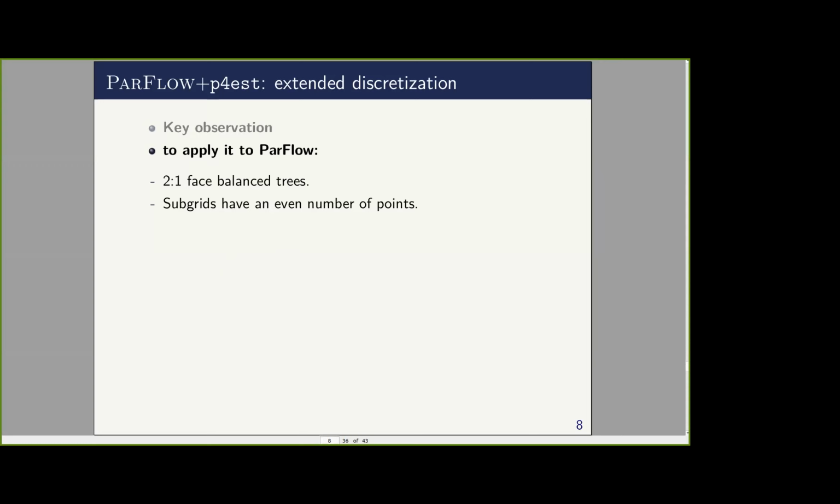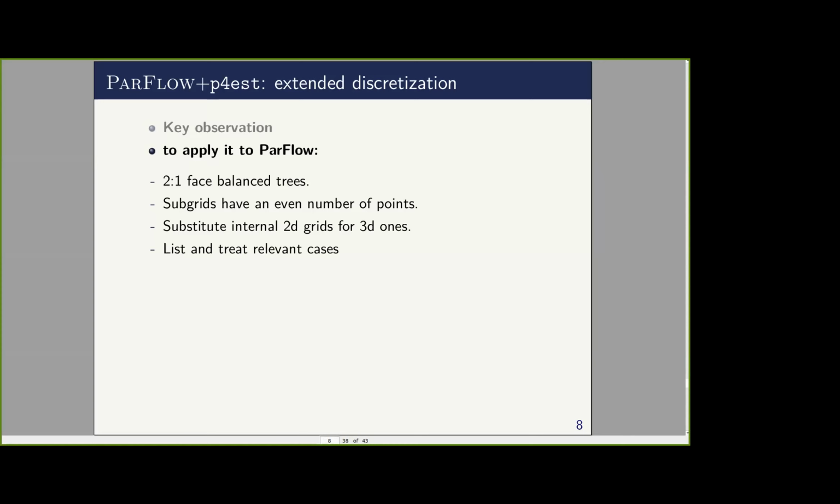We assume that the subgrids have an even number of points in each coordinate direction. And some technical issues inside Parflow: there are some 2D projected grids from the 3D one, which in the case of an adaptive mesh, the projection does not make sense. So we just have to use 3D ones.